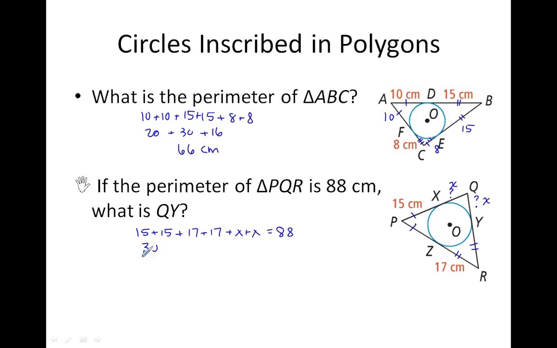Okay, well, let's add these together. I get 30 plus 34 plus 2x, so that's 88. 30 plus 34 is 64 plus 2x, I get 88. Subtract 64 from both sides. 2x equals 24. Divide both sides by 2. X equals 12. So the length of QY is 12. Okay. That begins our discussion on circles and talking about tangent segments.